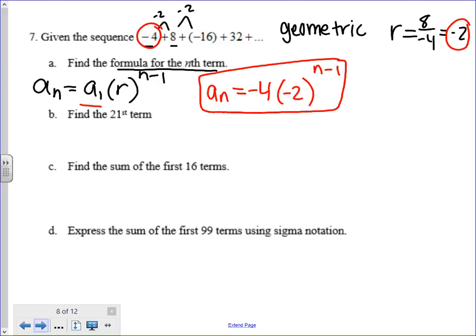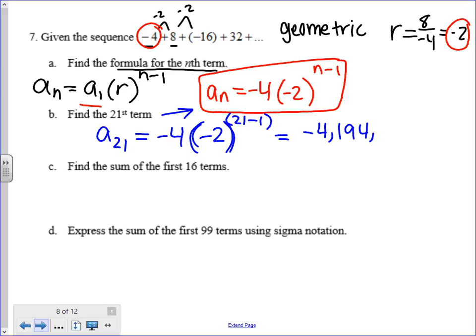Part B says find the 21st term. Well, I can use the formula I just found in part A to help me find the 21st term. I'm going to put 21 in for n. So I have a sub 21 equals -4 times -2 to the 21 minus 1 power. Now, when I carefully put that into my calculator with parentheses around the -2, and depending on your type of calculator, potentially parentheses around 21 minus 1, I end up getting that the 21st term is -4,194,304.